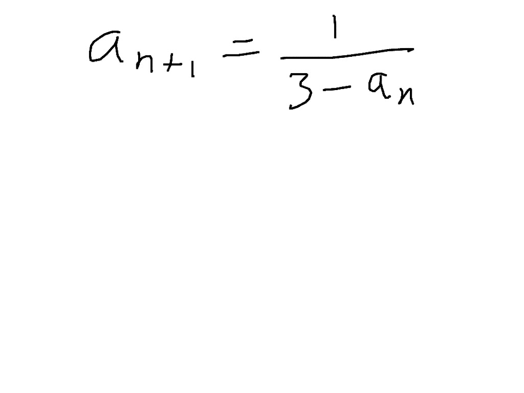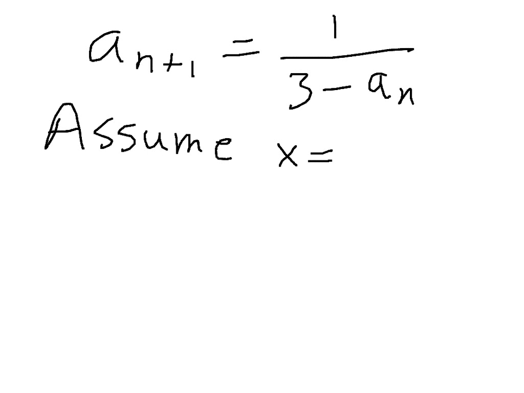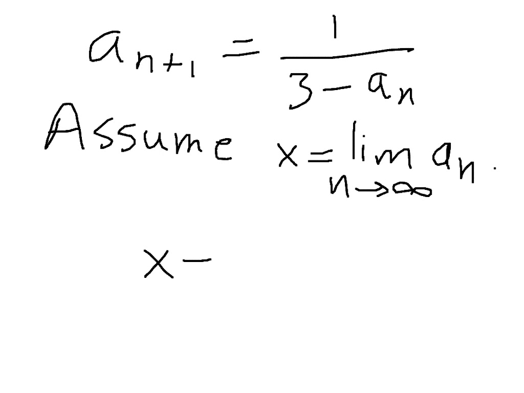So go back to your recursive definition, and we're going to assume that we are at the limit, or assume a steady state, you might say. Let's assume x is the limit as n goes to infinity of a sub n. Okay? And then it's going to have to be that in the long run this is also true: x is equal to 1 over 3 minus x. And the question is, what is x there? So now you have an equation to solve.